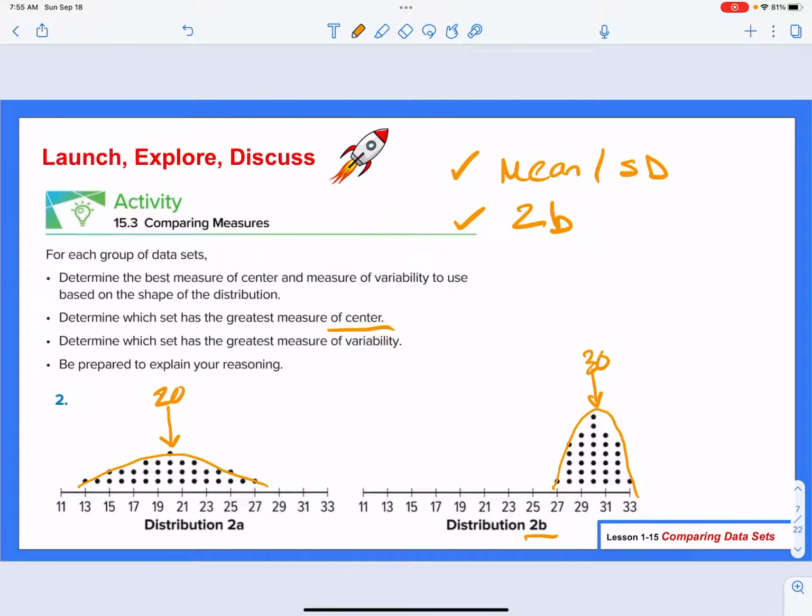And which one has the greatest measure of variability, the largest spread? Hopefully you can tell that this one seems to have the largest spread, doesn't it? Okay, more data points are away from the middle. This one's pretty grouped together. So we would say that 2A has the greatest measure of larger standard deviation. Okay, so it's more spread out.